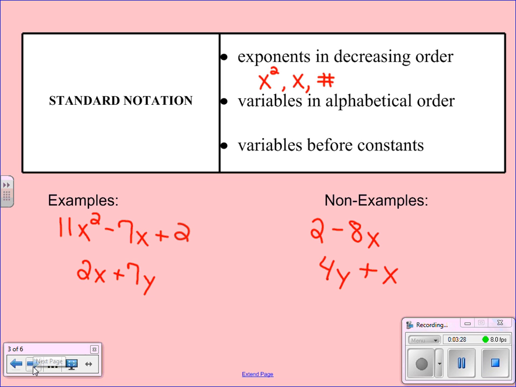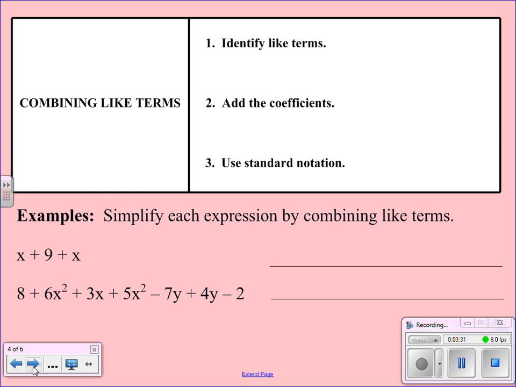All right, we've got the basics. Now we're ready to combine like terms. Here are your steps. First, you have to identify the like terms. And I like to have my students do this by underlining or using different colors. We don't have different colors here, so we're just going to underline. So let's go down to our first example here. We would underline the two terms that are just plain x's. Those are alike. So what we're going to do is add the coefficients. Now remember, there's that invisible 1 there. So put the 1 in front and then add the coefficients. Standard notation tells me that the x term is going to come first. So my answer would be 2x plus 9.